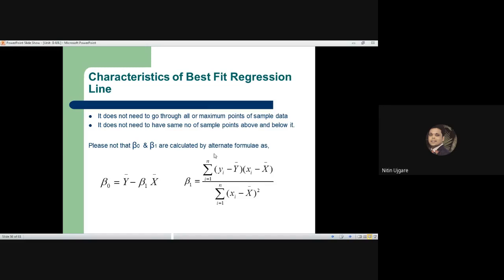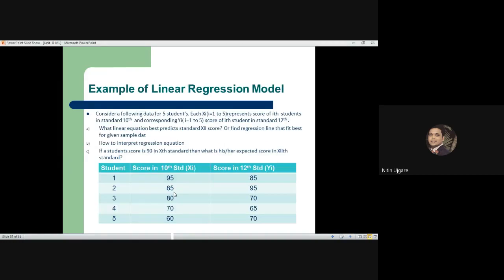So this is the equation of beta 1 to find the model parameter beta 1. Many times a question is asked, examples will be given to you, and you would be asked to find the model's parameters beta 0, beta 1, and then represent the linear regression line. Okay, so this is what we are going to do.